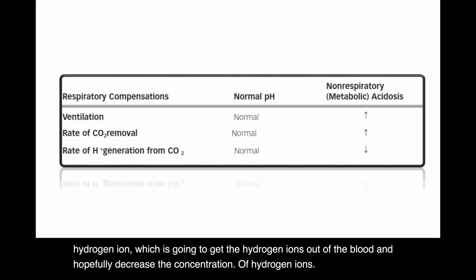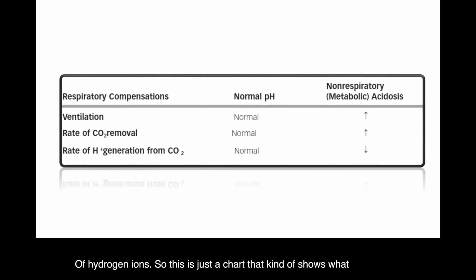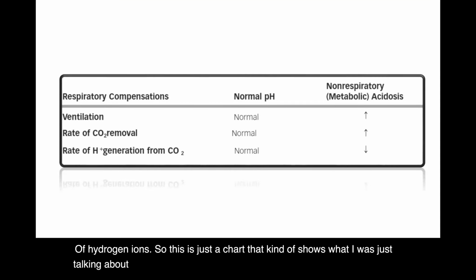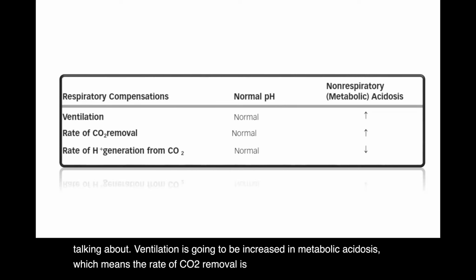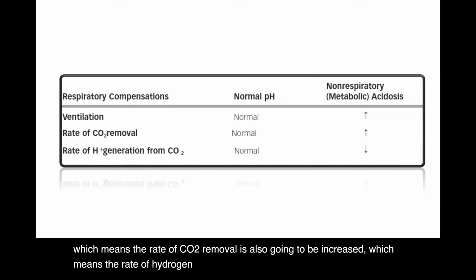So this is just a chart that kind of shows what I was just talking about. Ventilation is going to be increased in metabolic acidosis, which means the rate of CO2 removal is also going to be increased, which means the rate of hydrogen ion generation from CO2 is going to be decreased.